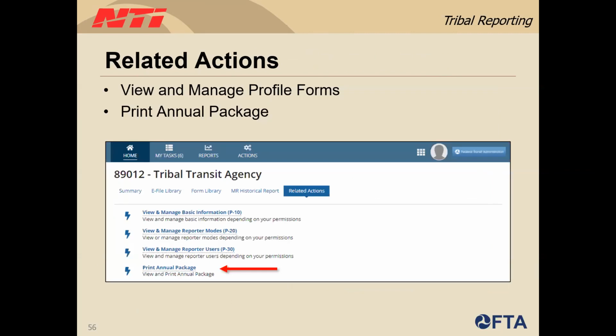All right, so in addition to viewing the forms under the form library one form at a time, you can also go to the related actions tab of the profile and print the entire year's package in full, rather than form by form. Other actions you can do through related actions are view and manage those P forms that I mentioned earlier.